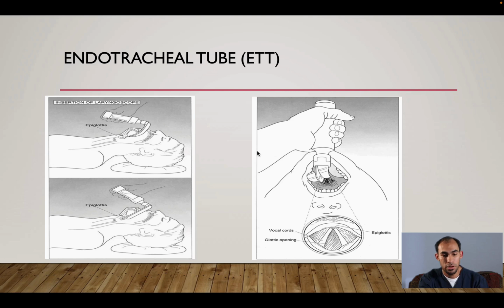As you see here in the picture, this is how to intubate the patient. First, you will take the laryngoscope and open the airway, and you will see here the vocal cords and the glottic opening. So you will insert the tube in this opening.